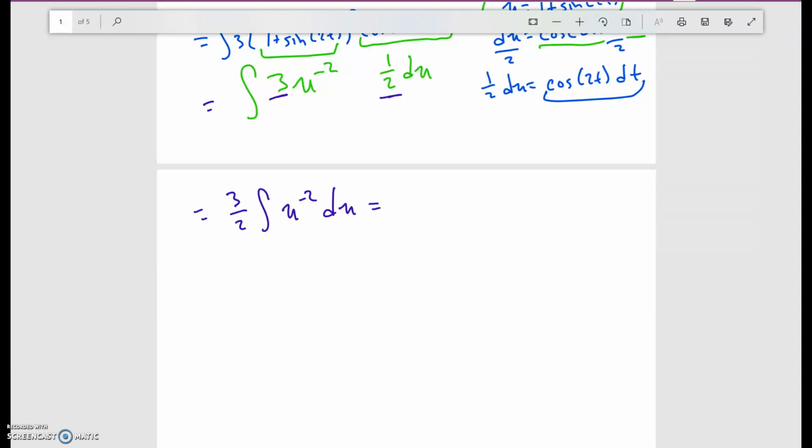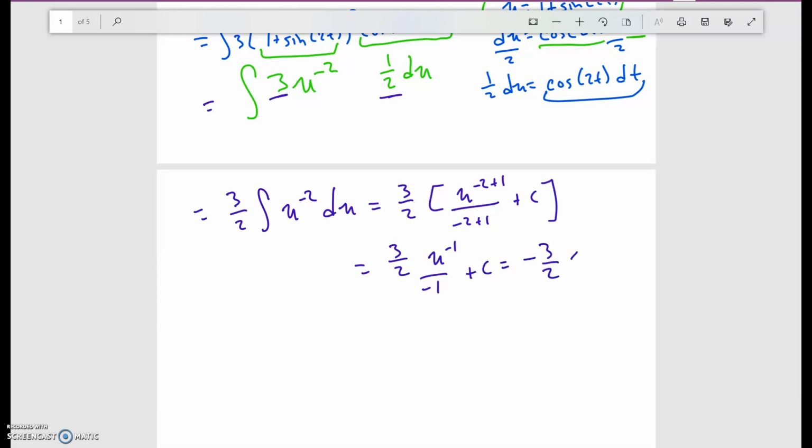So I'm going to have 3/2. I'm going to take the antiderivative of this: u to the negative 2 plus 1, divided by negative 2 plus 1. Then I'm going to have a plus c. So I'm going to have 3/2, and this is just going to be u to the negative 1 over negative 1 plus c. So I get negative 3/2 u to the negative 1 plus c.